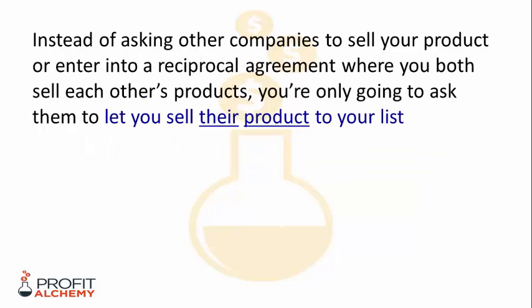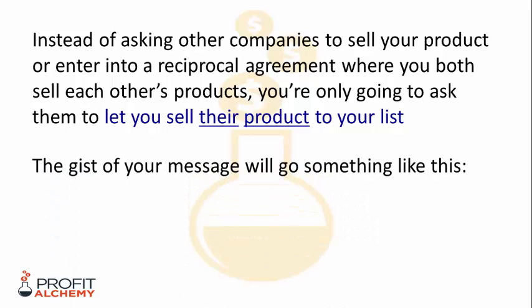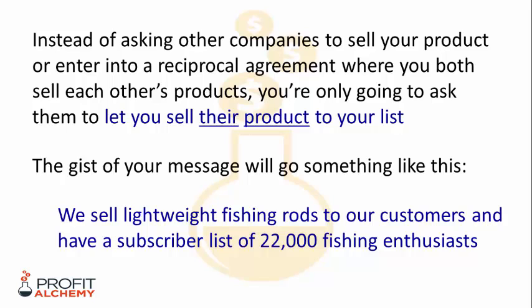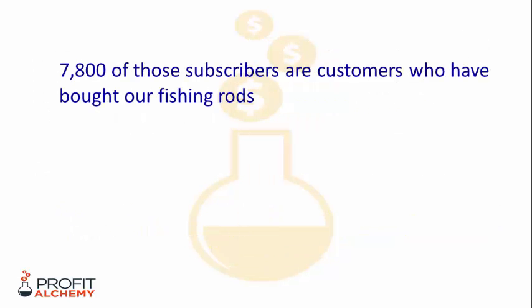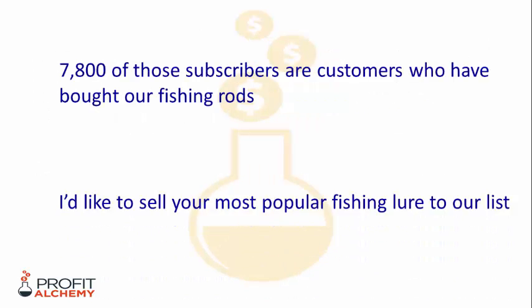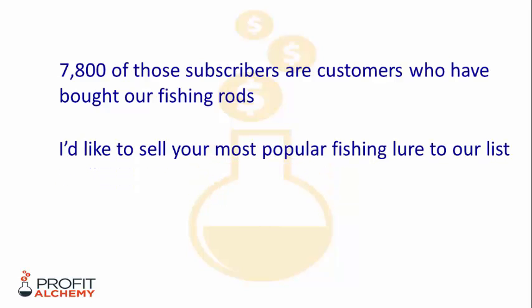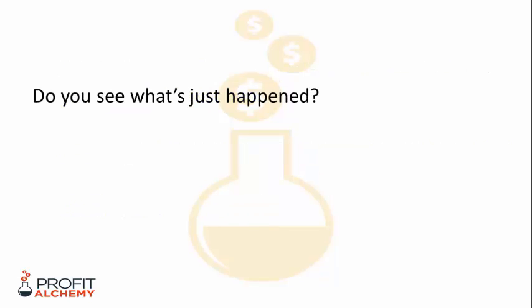Here's how this works. Instead of asking other companies to sell your product or enter into a reciprocal agreement where you both sell each other's products, you're only going to ask them to let you sell their product to your list. The gist of your message will go something like this. We sell lightweight fishing rods to our customers and have a subscriber list of 22,000 fishing enthusiasts. 7,800 of those subscribers are customers who have bought our fishing rods. I'd like to sell your most popular fishing lure to our list. Would you be interested?